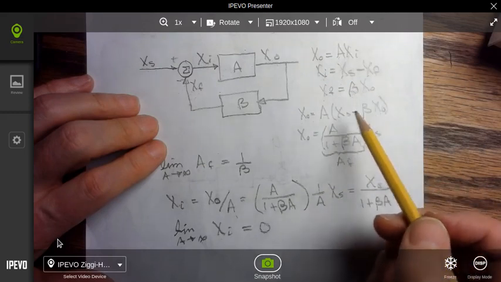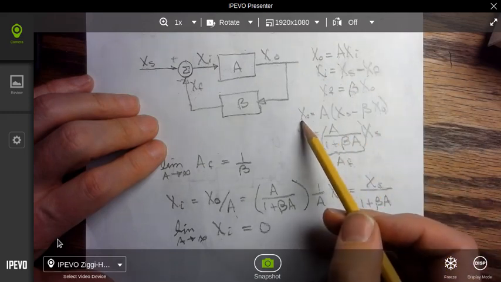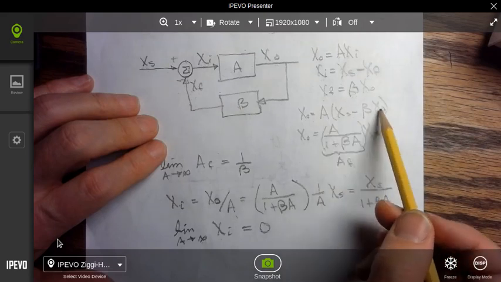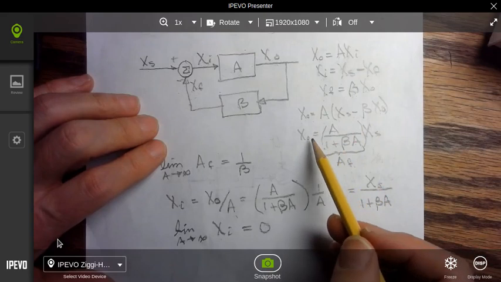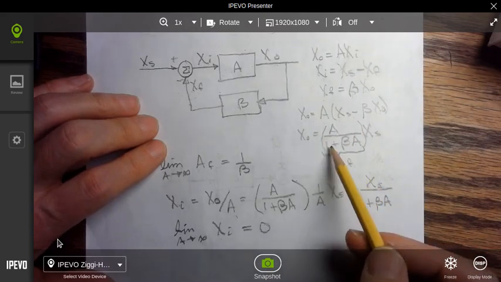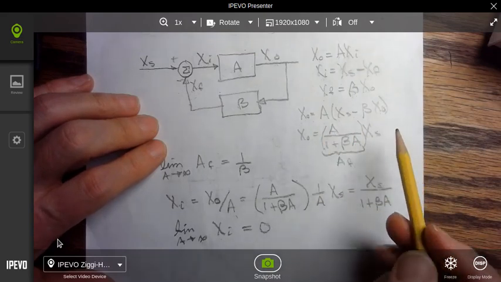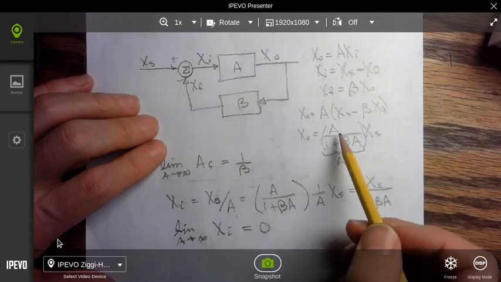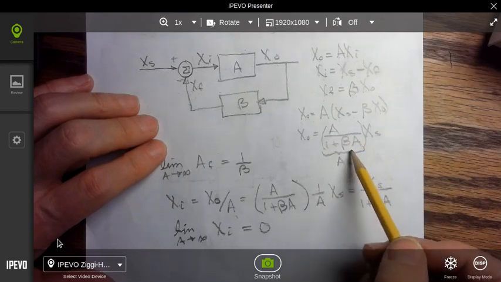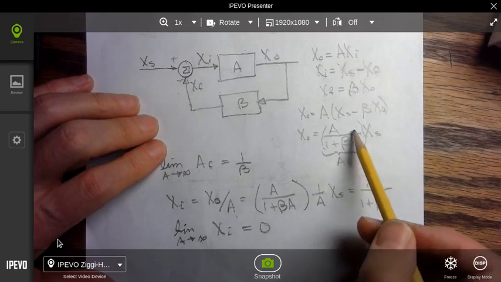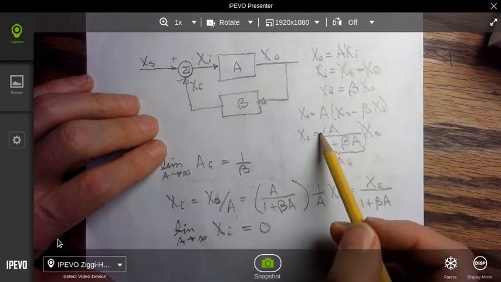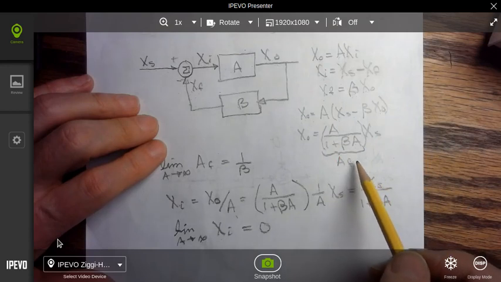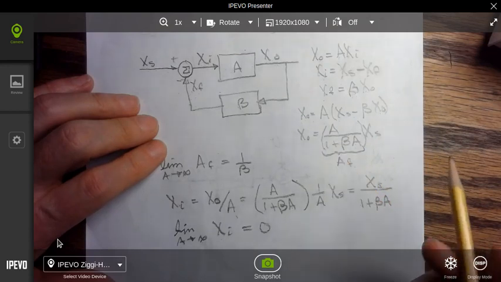So writing it this way, you have X out as a function of XS and X out, and you can therefore solve for X out. When you do that, you get X out equals A over 1 plus beta A times XS. And so the gain dropped by a factor of 1 over 1 plus beta A. See the 1 plus beta A in the denominator. This thing in the parentheses right here is the gain after feedback. We call that A sub f.